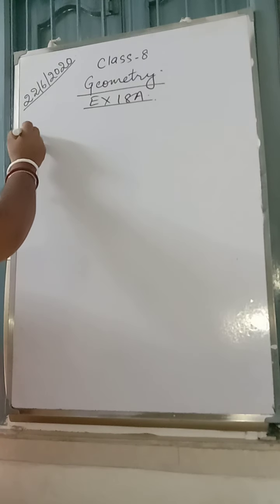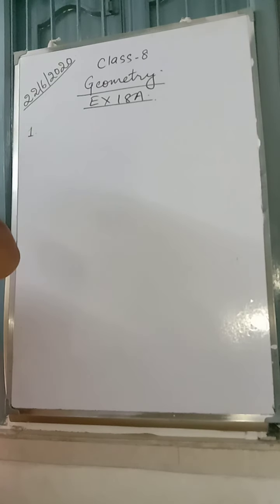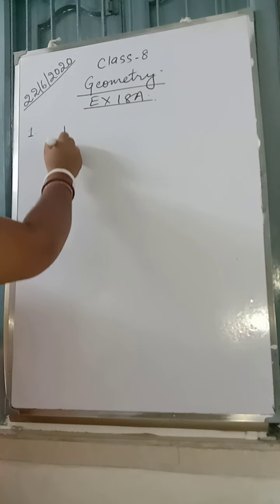Today we will be solving exercise 18a. Look at the first question. It says, find the length and the perimeter of a rectangle whose area is 216 centimeters square and the breadth is 12 centimeters. Dear, always for the mensuration chapter, for area and perimeter chapter, you have to draw the figure. You should not ask, ma'am, will draw figure. Yes, you have to.